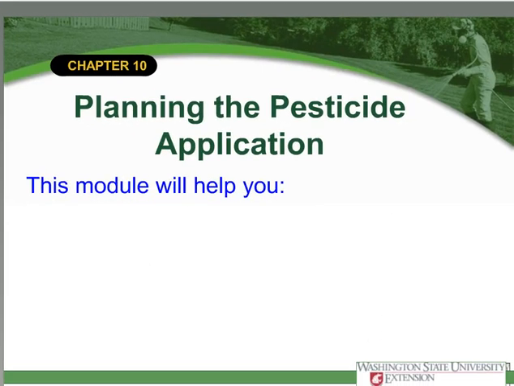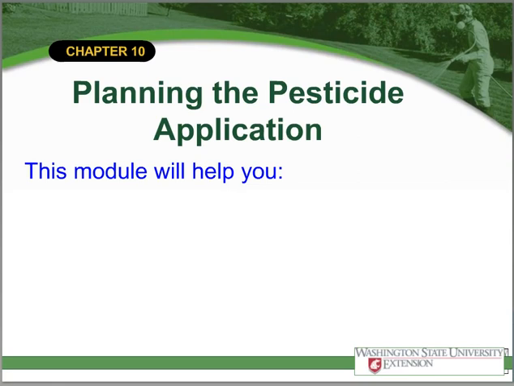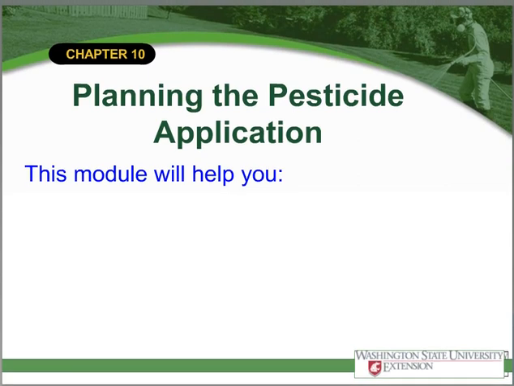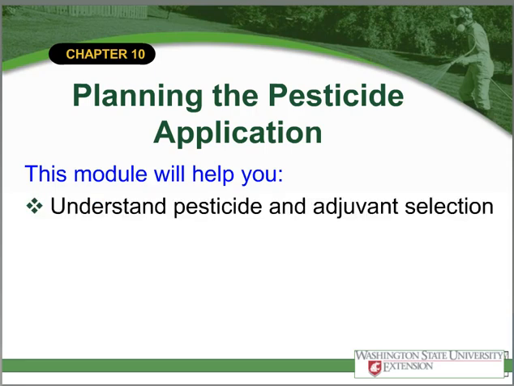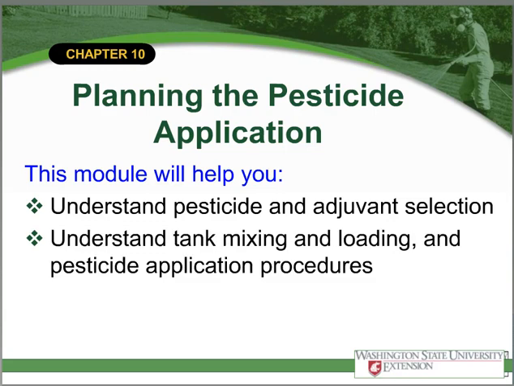Planning is a formal step that's necessary prior to actually making an application. You need to understand the importance of selecting the appropriate pesticide and adjuvant. There may be several products available from which to choose. Then, have standard operating procedures in place for safe tank mixing and loading procedures, and take the appropriate environmental precautions.